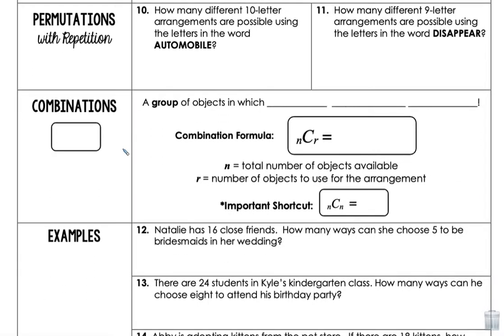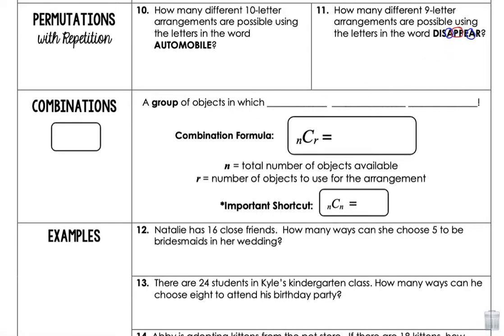Permutations with repetition. So if we are looking at number 11, how many different 9-letter arrangements are possible using the letters in the word disappear? So order matters for permutations, but in this word we have 2 letters that appear twice. So we have A in here twice, and we also have P in here twice.